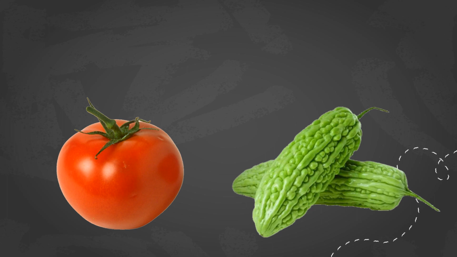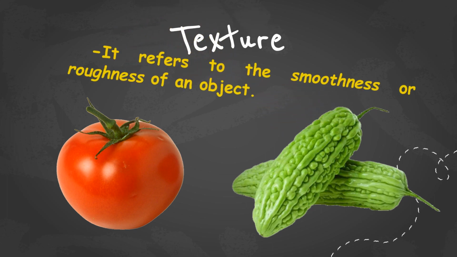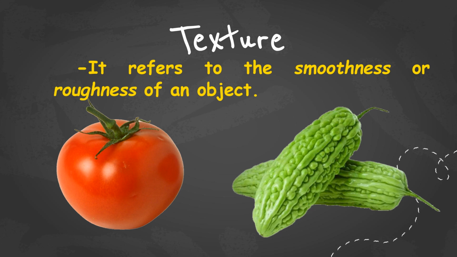All right. The visual feel of the two objects is called texture. Texture tells you how an object feels to one's touch. It also refers to the smoothness or roughness of an object.